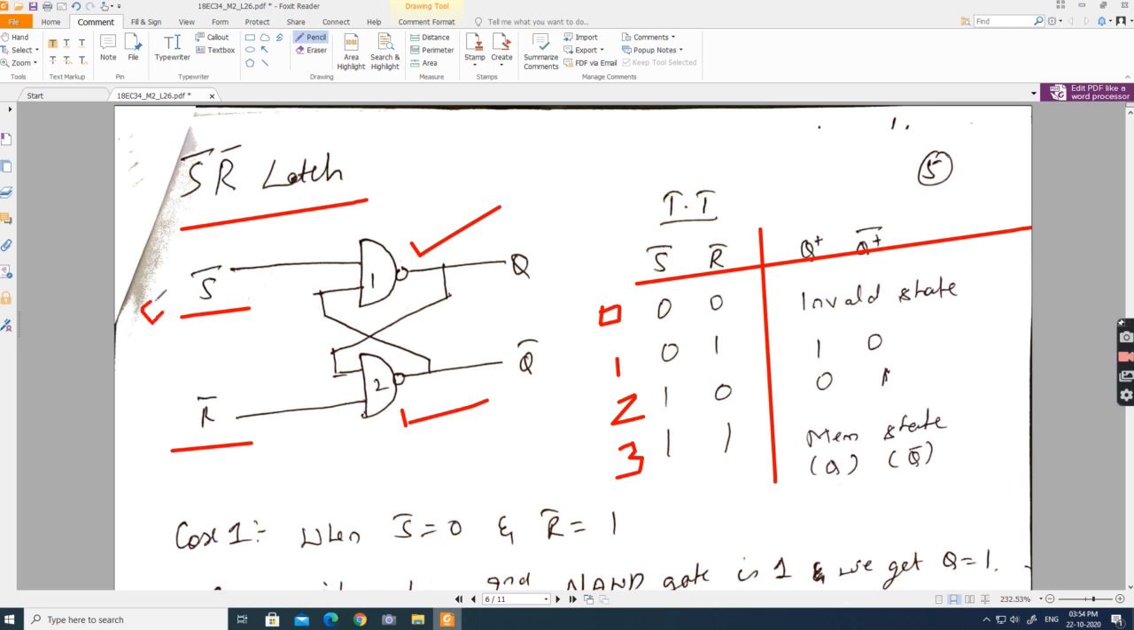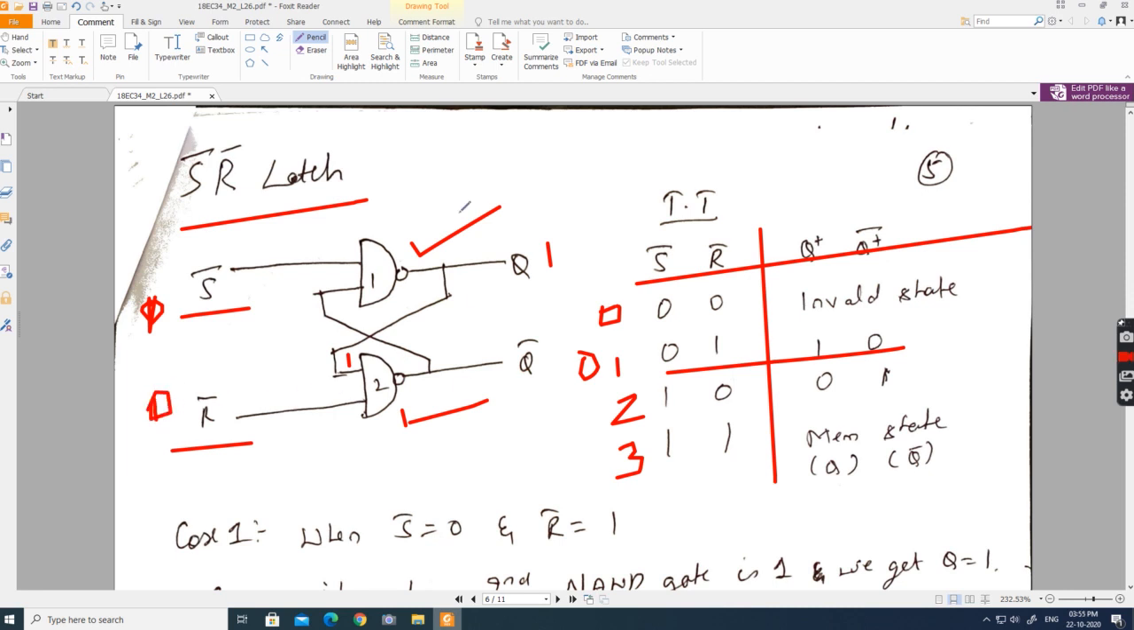S bar is 0, R bar is 1. Which NAND gate output can I predict? First NAND gate or second NAND gate? S bar, sir. Since this input is 0, the output is 1. And this will get propagated here. Now 1 NAND 1 output will be 0. So the output here is Q and Q bar, which I have written as 1 and 0. Understanding everyone? Next, conversely, case 2: S bar is 1, R bar is 0.